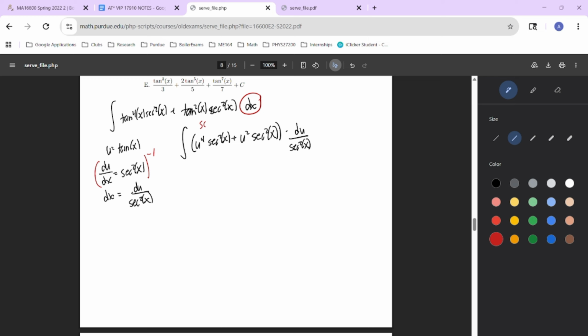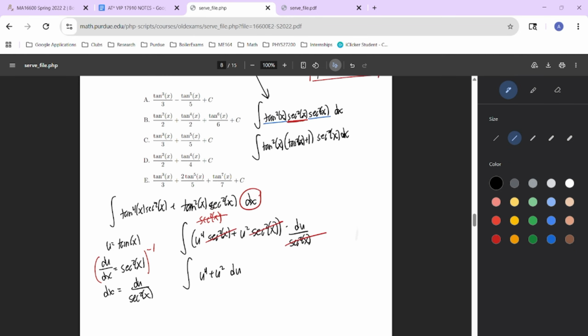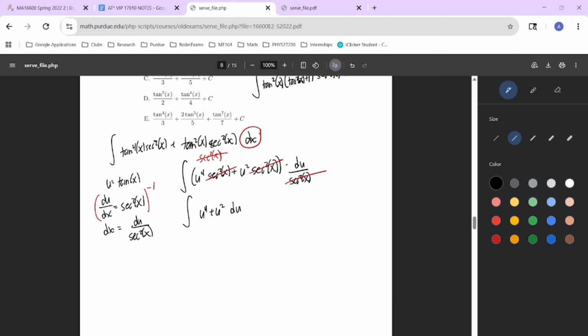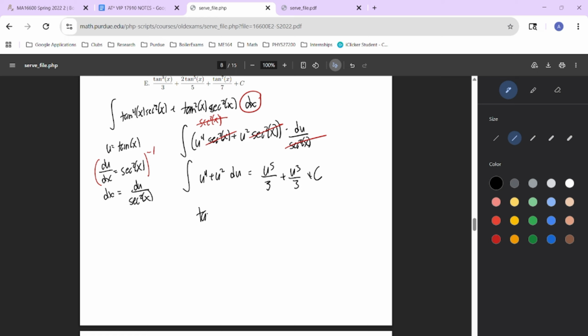We can effectively factor that out to be a factor of secant squared of x out in front. Cancel both of these. That effectively cancels these, and all you would be left with is u to the fourth plus u squared du, and it's an indefinite integral, so no bounds. This becomes a power function, u^5 over 5 plus u^3 over 3 plus c. We plug in tangent for u, we get tangent to the fifth of x over 5, that's a 5, not a 3, my bad, plus tangent cubed of x over 3, and then plus c.